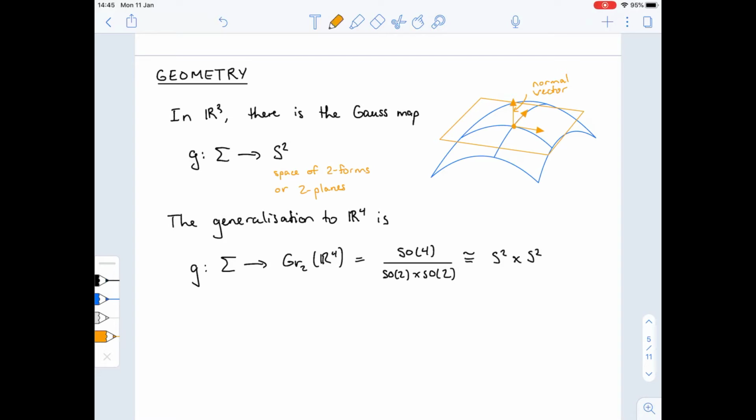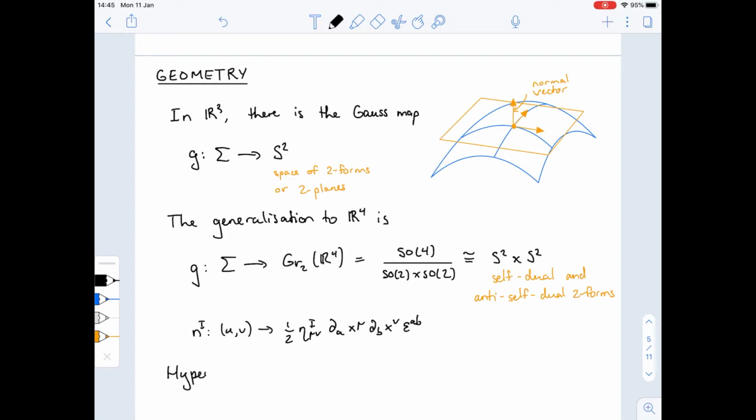This space can be understood as a homogeneous space, and by the orbit stabilizer theorem, it is given by SO4 quotiented by SO2 cross SO2, which is isomorphic to S2 cross S2, and the spheres correspond respectively to the space of self-dual and anti-self-dual 2 forms. Our choice of n is the image of the Gauss map restricted to the self-dual 2 forms. Another way of understanding n is as the pullback of the hyperkähler structure of R4 on the surface, and this is why we call it type H.